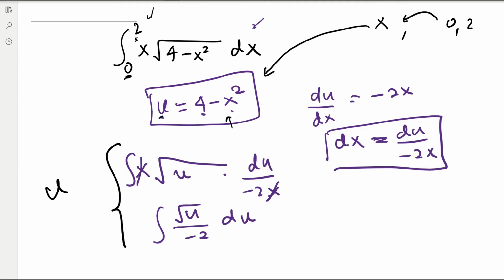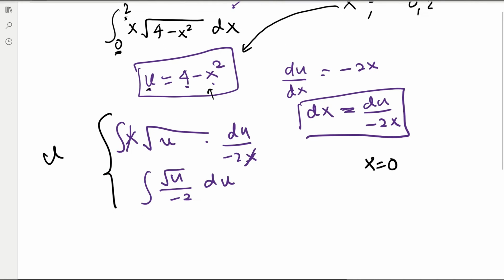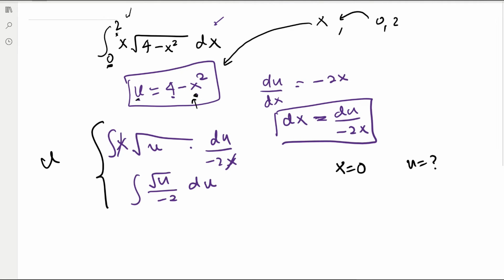That means the lower limit is 0. So when x is equal to 0, what is u? That's what we need to find. So we plug 0 for x. 4 minus 0 square is 4. So u is 4. When x is equal to 2, what is u? You substitute 2 here. 2 square is 4. 4 minus 4 is 0. So u is 0. So the limits for u are now 4 to 0.